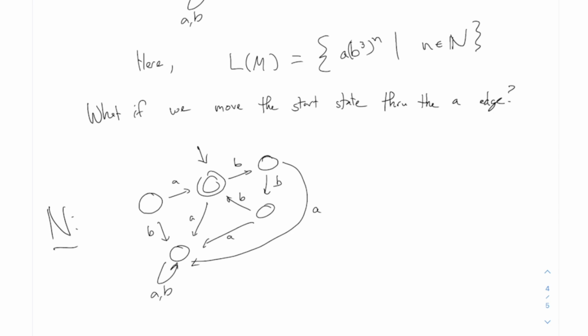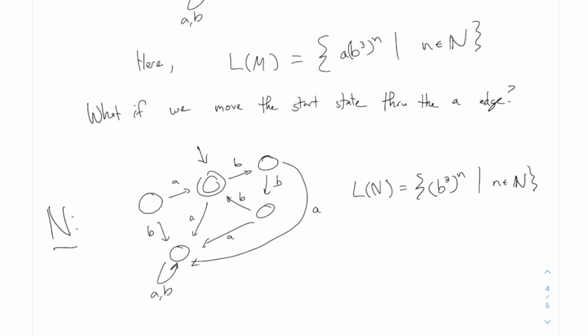Can anyone say, in basic words, what happens to the language when we do that? Yeah, every string here which had an A at the beginning, that A just goes away, and otherwise the language is the same. So now the language of N is (B cubed) to the n, where n is in the naturals. So moving the start state through the edge labeled A has the effect of deleting an A at the beginning of every string in the language. All right?